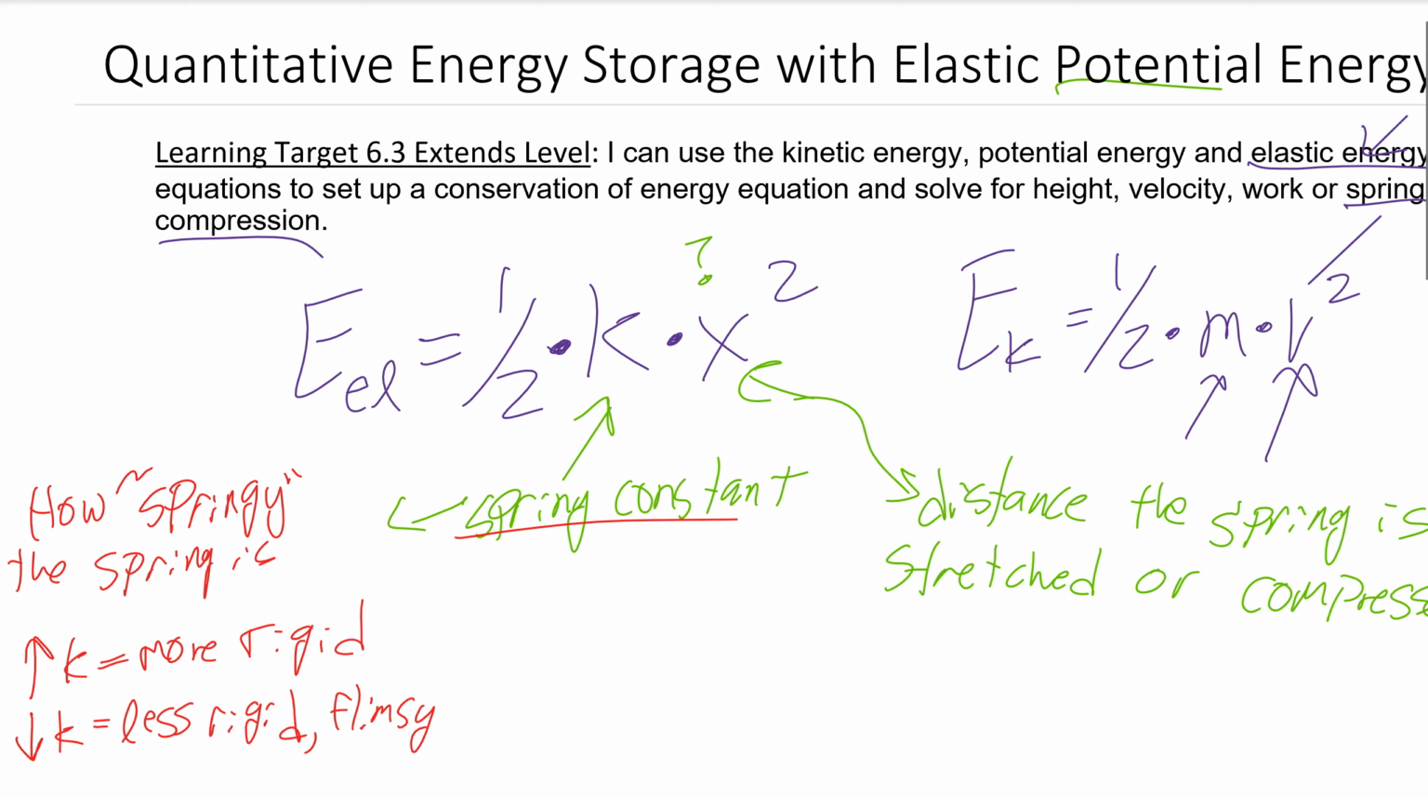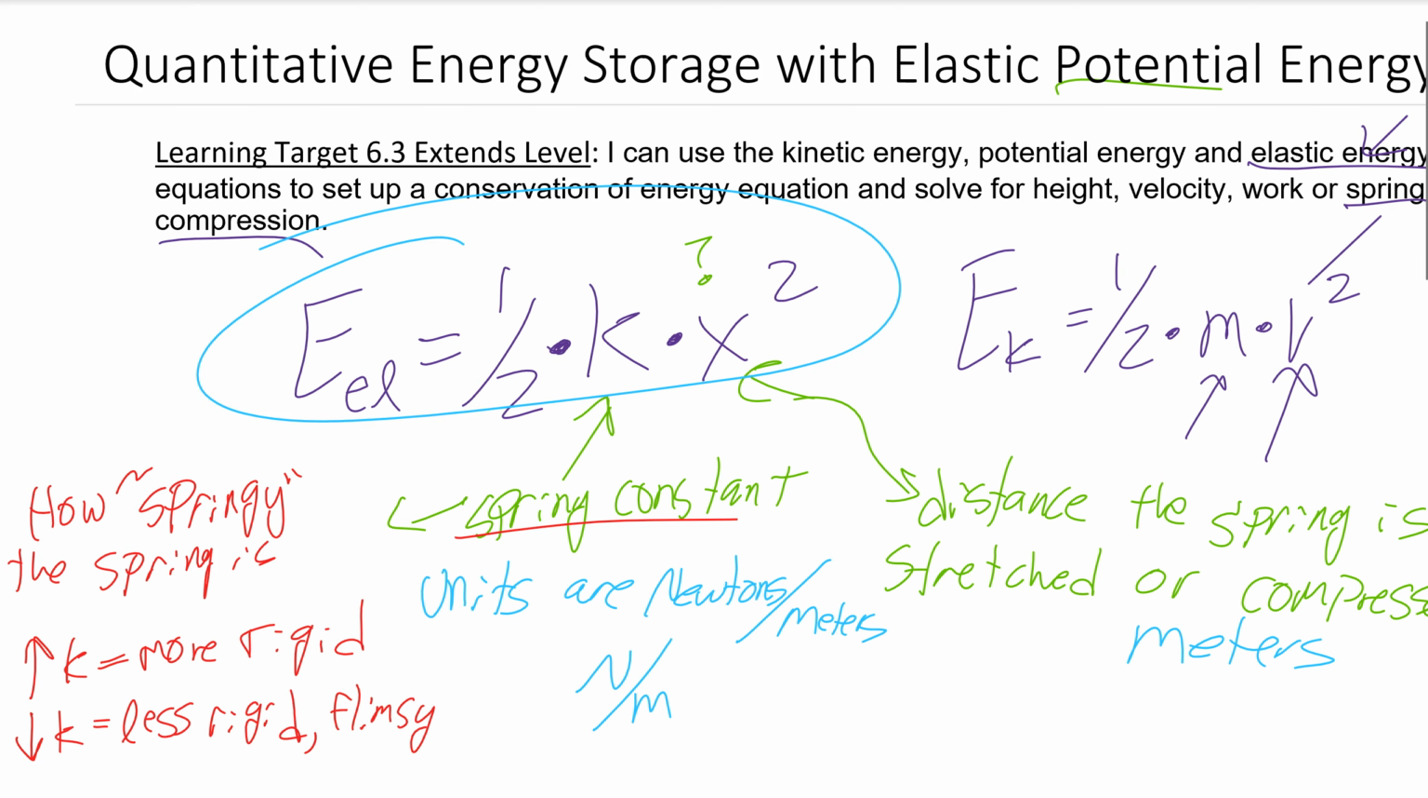The units of the spring constant are newtons per meter, or just N over m. And the distance the spring is compressed is just in meters. So here's the basic equation, and the question is, how can I use that in a problem?